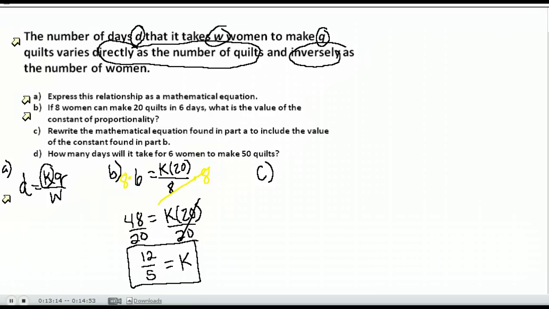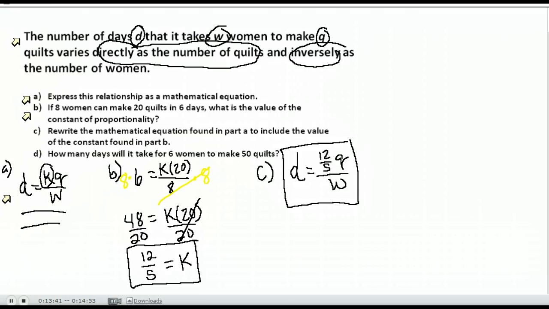Okay, part C says rewrite the mathematical equation from part A to include the value of the constant found in part B. So we're rewriting this equation, but we're replacing the K with what we found it was equal to. So we have D equals 12/5 times Q divided by W, or 2.4 times Q divided by W. So we took the original equation and replaced the K, because we now know what K is.